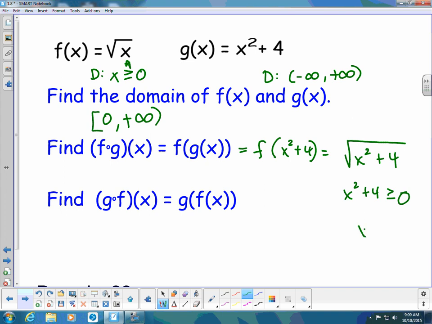And so I would get x squared has got to be greater than or equal to negative 4 if I subtract 4 from both sides. And that means my values, let's see, hold up, x squared plus 4, well, that's always going to be positive, right? Because no matter what I plug in for x, even if I plug in negative 100, I'm squaring it and I'm getting a positive number. So I think our domain is going to be all real numbers for this particular problem.